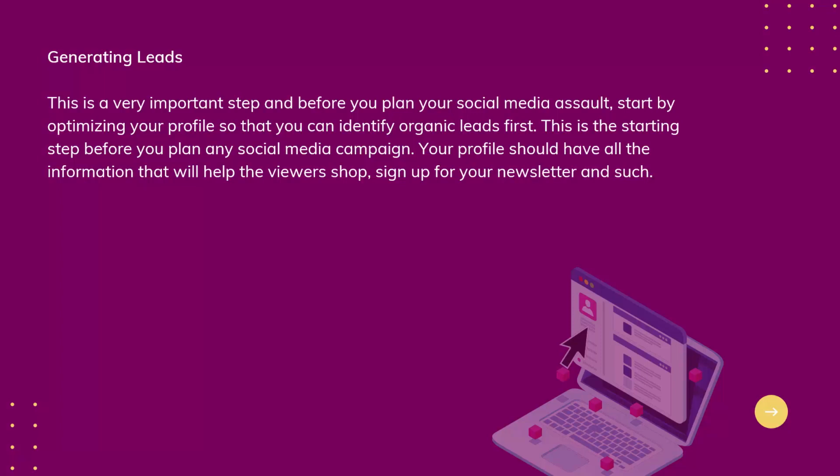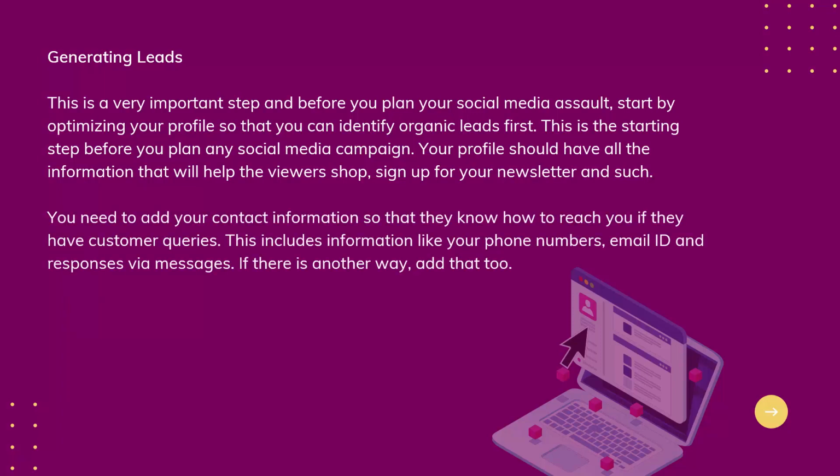Your profile should have all the information that will help the viewers shop, sign up for your newsletter, and such. You need to add your contact information so that they know how to reach you if they have customer queries. This includes information like your phone numbers, email ID, and responses via messages. If there is another way, add that too.